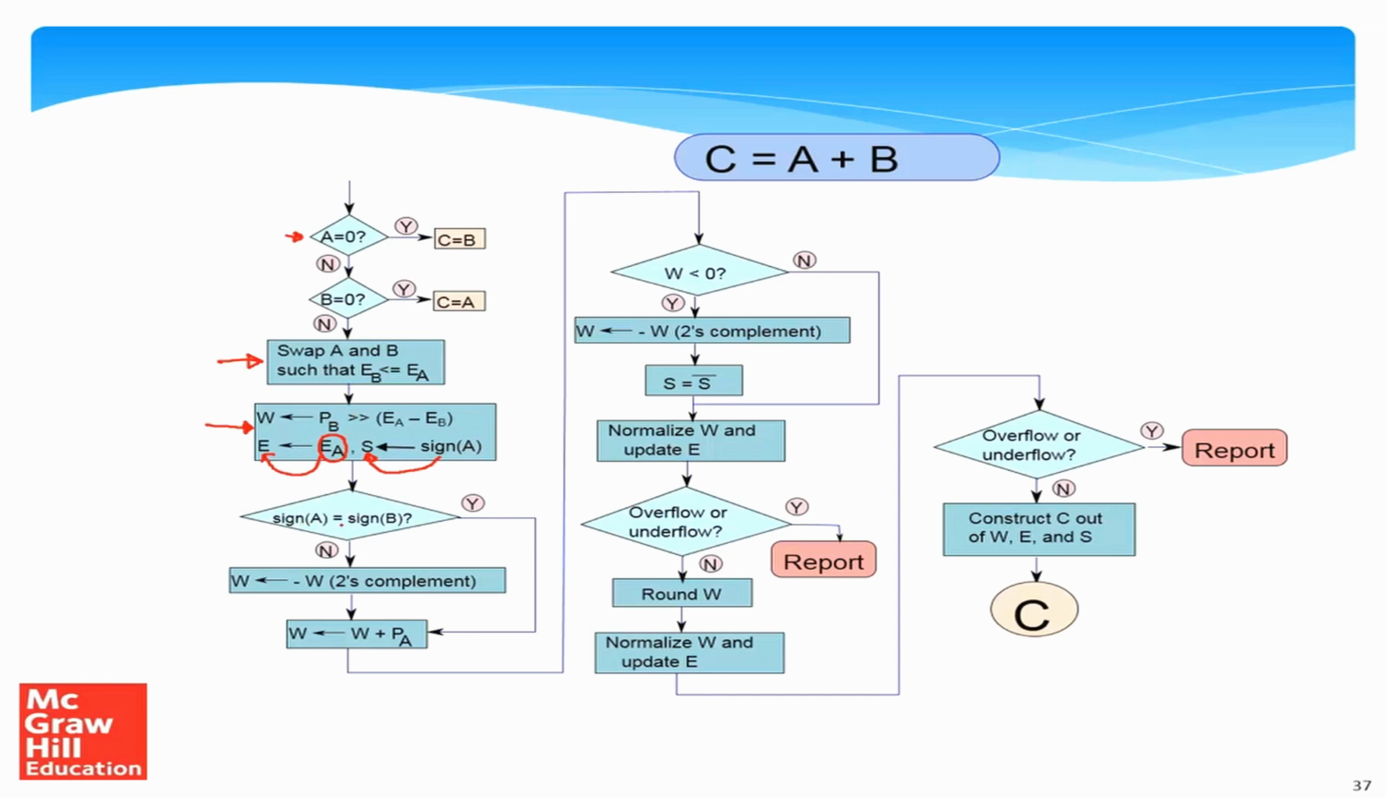Then we check if the sign of A is equal to the sign of B. If that's the case, then well, that's great. We just set W as the old value of W, which is the significand of B shifted to the right by some places, plus the significand of A. So we just perform the addition. Otherwise, we take the 2's complement of W and then we perform the addition. Recall that we had reversed the order of this step and this step in one of our previous slides.